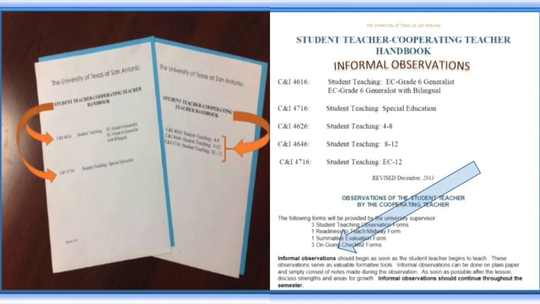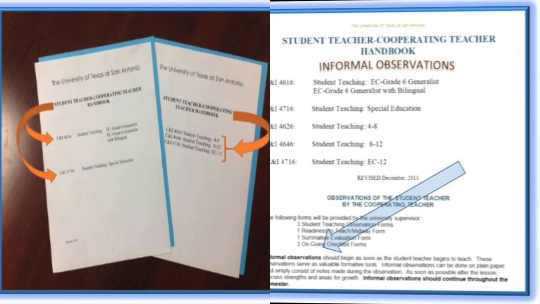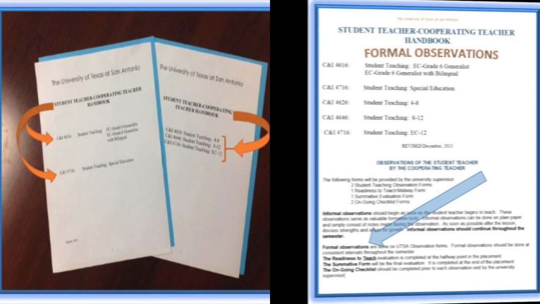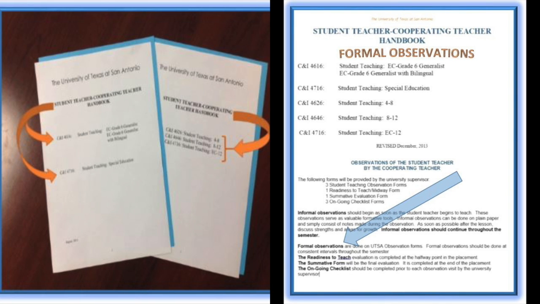Formal observations are always scheduled with the clinical teacher. Prior to every formal observation, a pre-observation conference should occur. A day or two before the formal observation, the cooperating teacher and clinical teacher should discuss objectives for the observed lesson, materials that may be needed, activities that will occur during the lesson, and expectations for the students during the lesson. The clinical teacher may decide to adjust the planned lesson following the pre-observation conference.